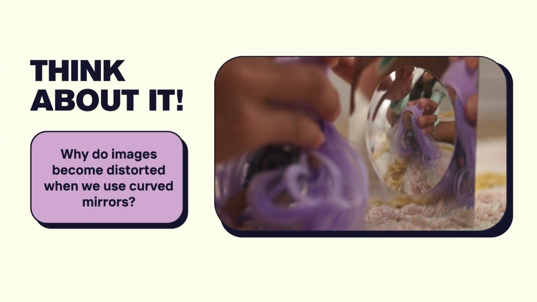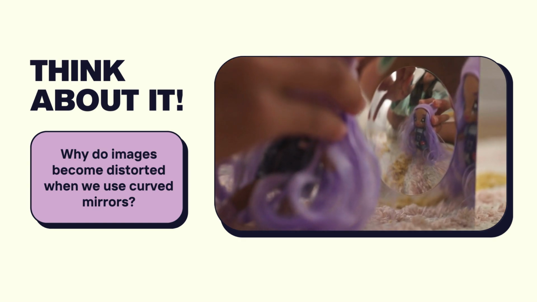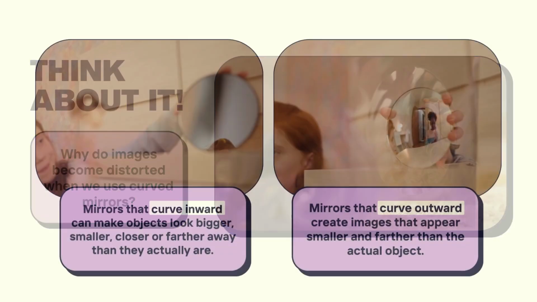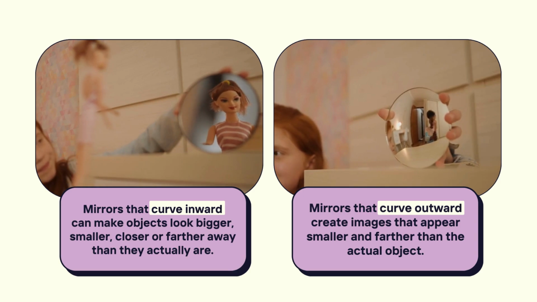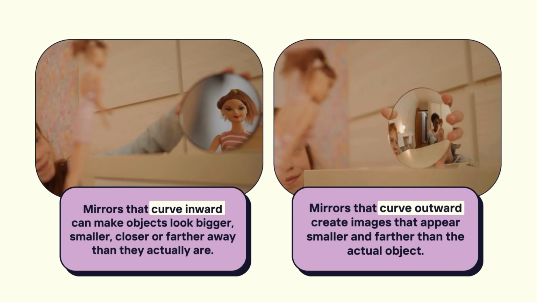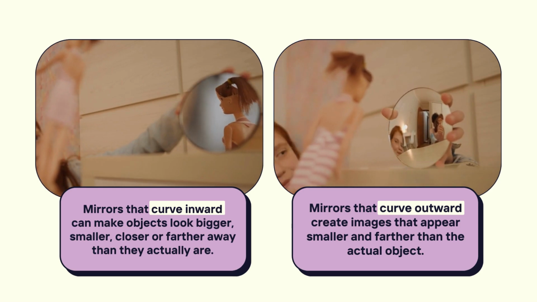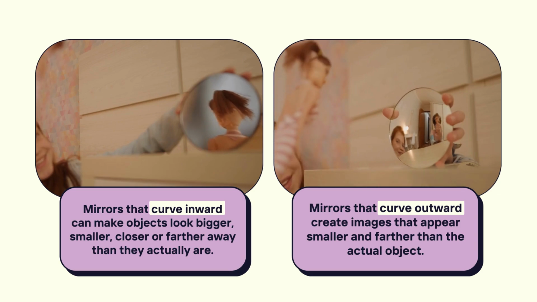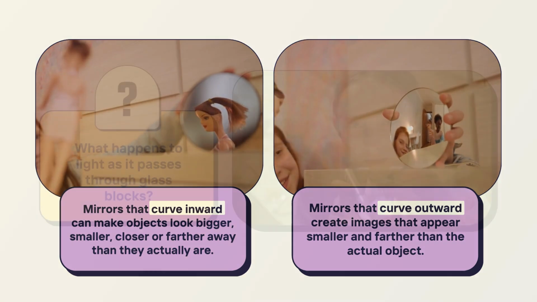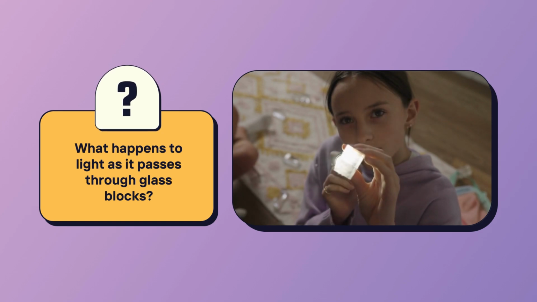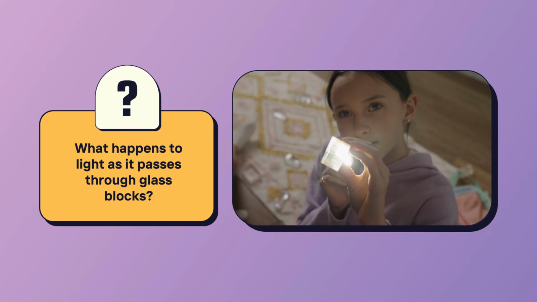Why do images become distorted when we use curved mirrors? Let's study the two types of mirrors: number 1, curved inward, and number 2, curved outward mirrors. Mirrors that curve inward can make objects look bigger, smaller, closer or farther away than they actually are. Mirrors that curve outward create images that appear smaller and farther than the actual object.